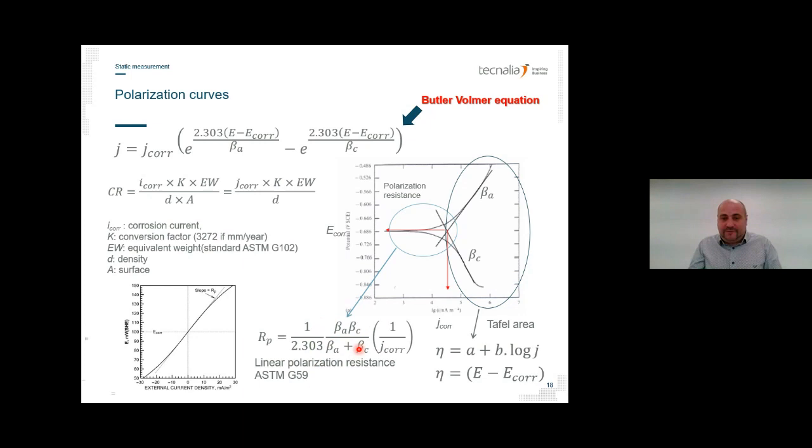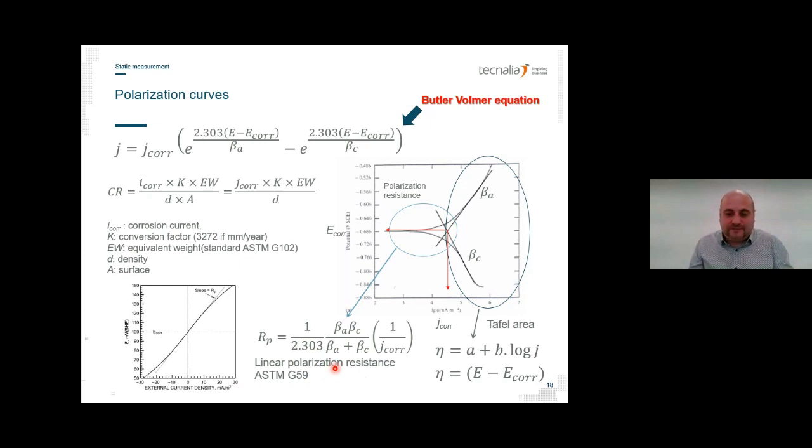So if it's a known material in a known medium, where we did the experiments previously, it's possible without any problem. But if it's a new material or a new medium, or a new combination of the two, it's necessary, before performing the small polarization, to be able to extract this value. And that is given in these standards.